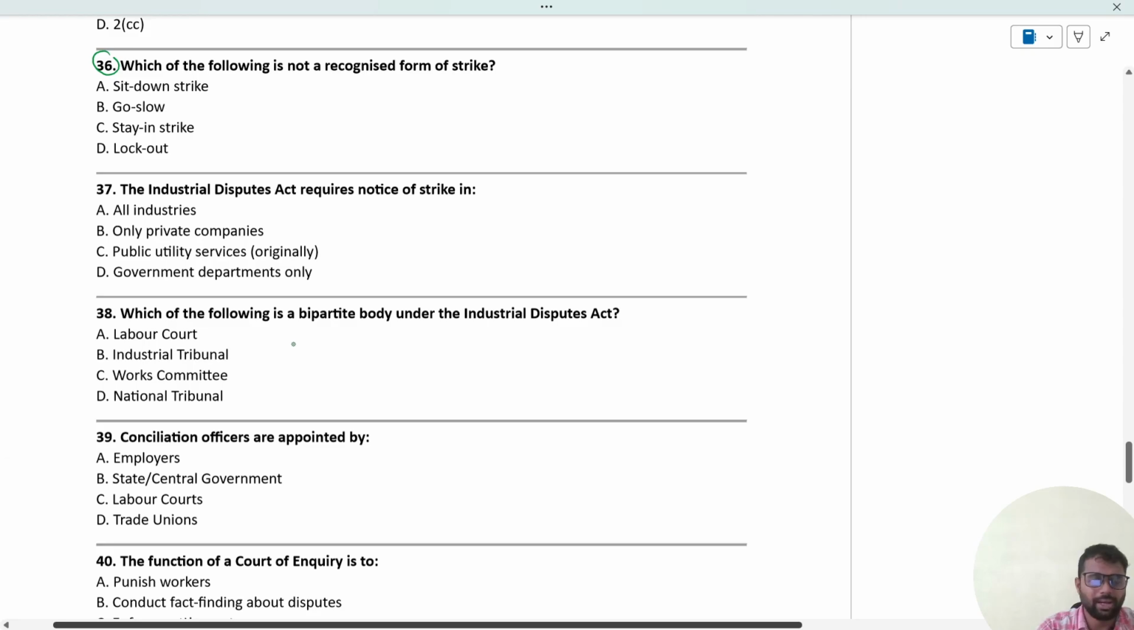Which one of the following is a bi-party body under the Industrial Dispute Act? Bi-party body is Works Committee.